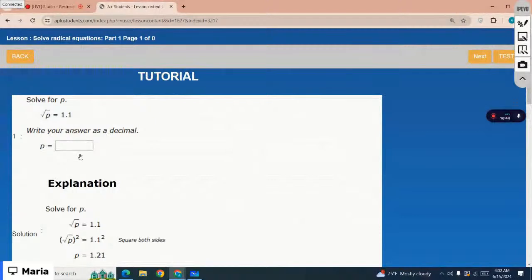So squares and square roots are opposite to each other. So you have to square both sides, right? This way the square and square root cancel out, and on the other side you have to do 1.1 squared. That would be 1.21. So p equals 1.21. Let's just start with the test questions.